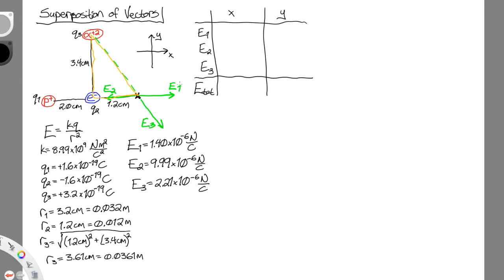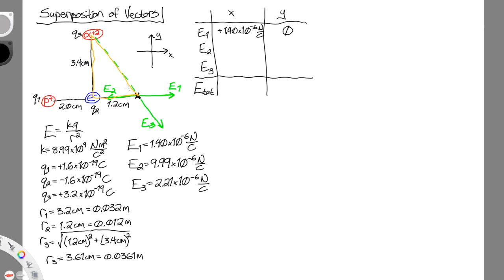First, we have E1. E1 is horizontal, it points straight to the right, so that is in the x direction. And whenever something's all the way in the x direction, that means its y component is 0, and the whole magnitude, that whole 1.40 times 10 to the negative 6th newtons per coulomb, goes into the x direction. And since E1 points to the right, and right is positive in our coordinate system, this is going to be a positive 1.4 times 10 to the negative 6th.